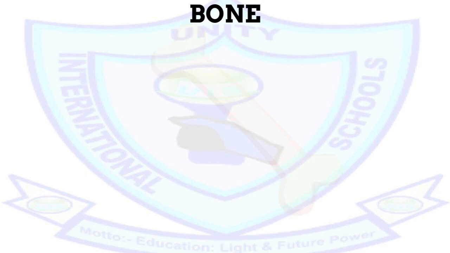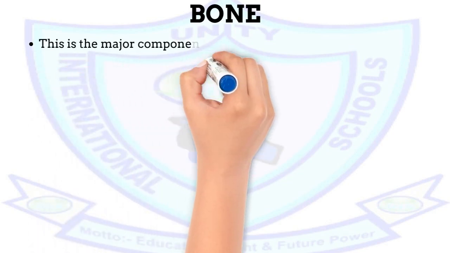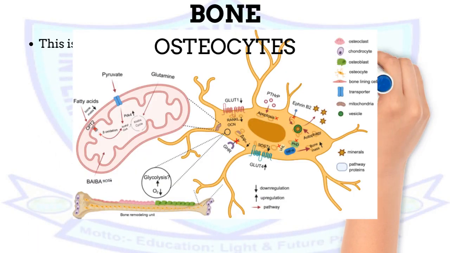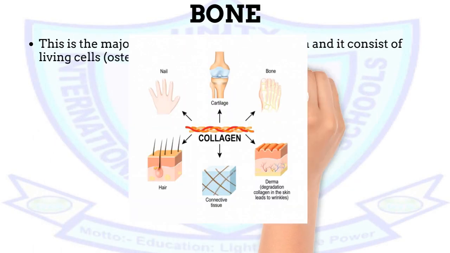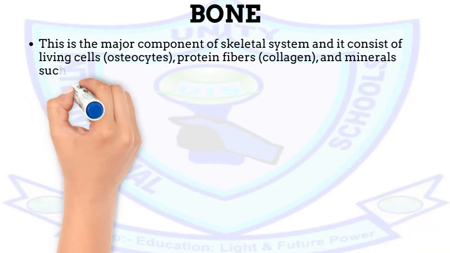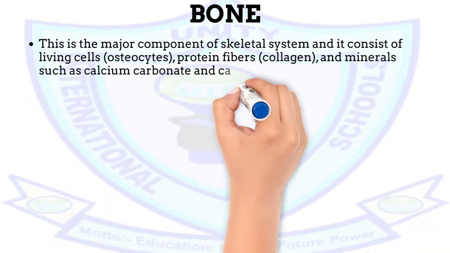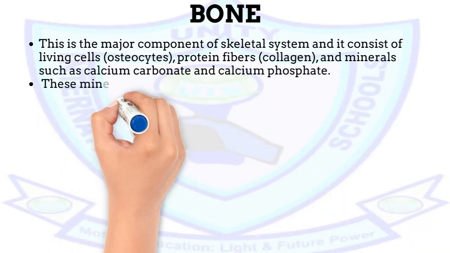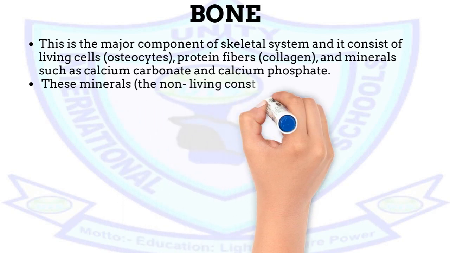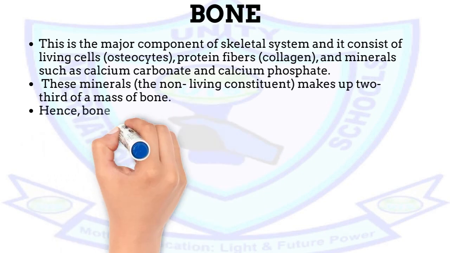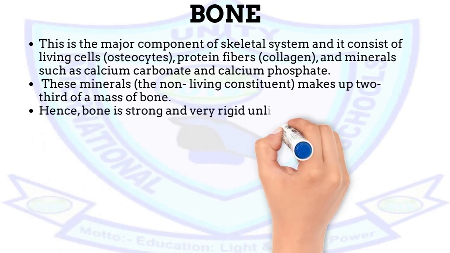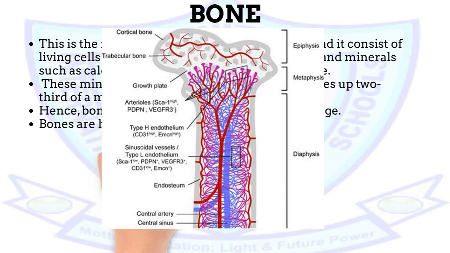Hi there. I am bone. Bone is the major component of the skeletal system, and it consists of living cells called osteocytes, protein fibers called collagen, and minerals such as calcium carbonate and calcium phosphate. These minerals, the non-living constituent, make up 2/3 of the mass of bone. Hence, bone is strong and very rigid, unlike cartilage. Bones are highly vascularized, which means that they are made up of many blood vessels, arteries and veins.